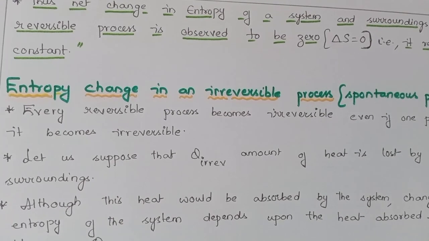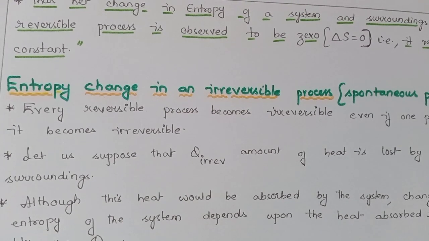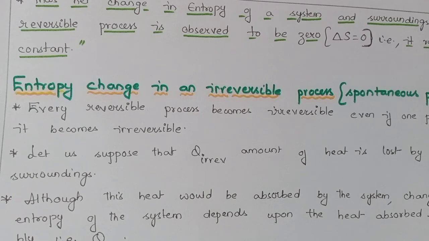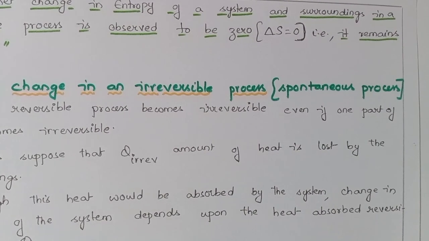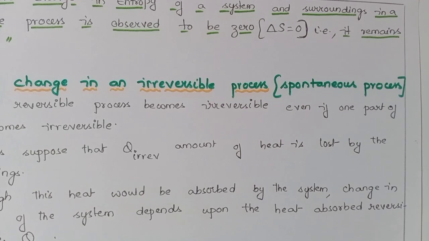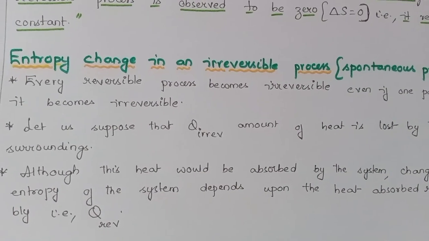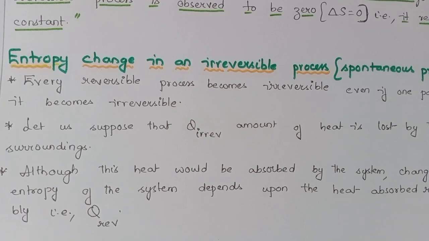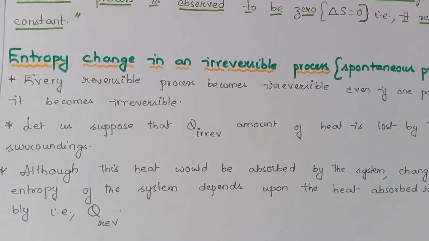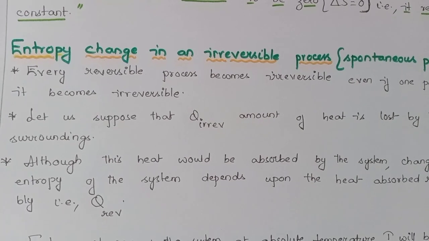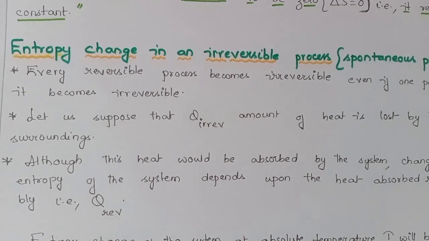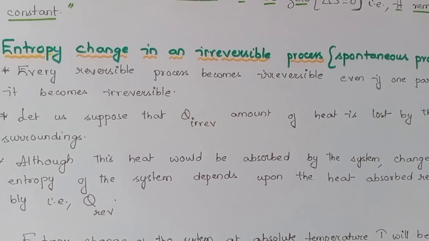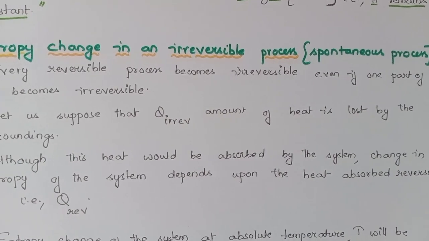Right. Next. Now comes change in entropy in an irreversible process. In the brackets, also mention it as spontaneous process. Till now we have learned entropy changes in a reversible process. Here we will see entropy change in an irreversible process. Underline irreversible process, bracket, mention it as spontaneous process. Underline, right.